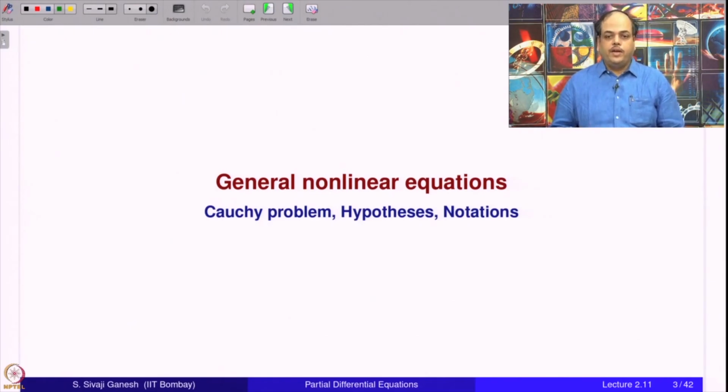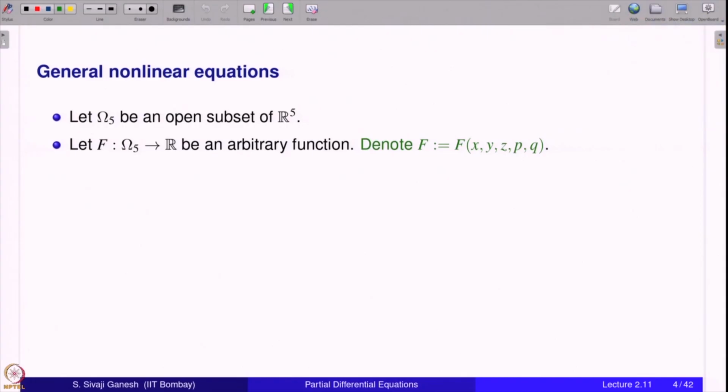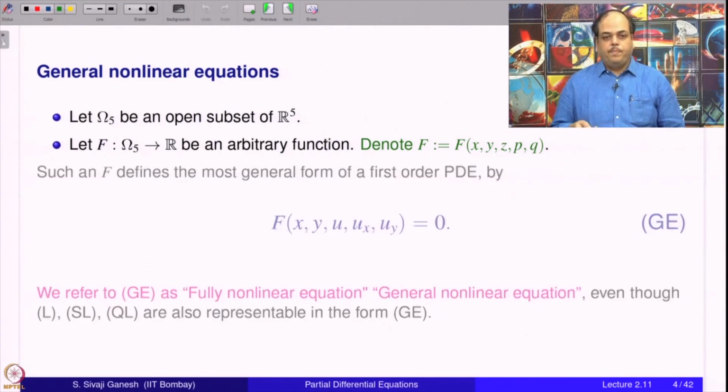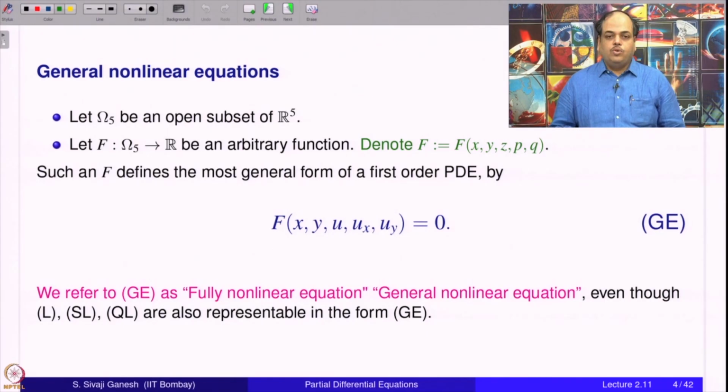So, let us recall the notations and various hypotheses which are involved in the Cauchy problem for general nonlinear equations. F is the function which is going to define the general nonlinear equation. The arguments of F have been written as x, y, z, p, q, so it is defined on 5-tuples lying in omega phi, which is an open subset of R^5. Such an F defines the most general form of a first order nonlinear PDE by F of x, y, u, u_x, u_y equal to 0.